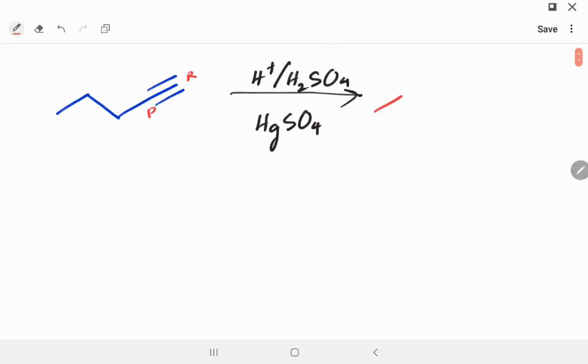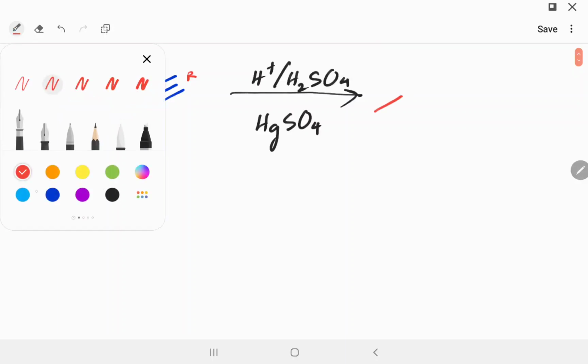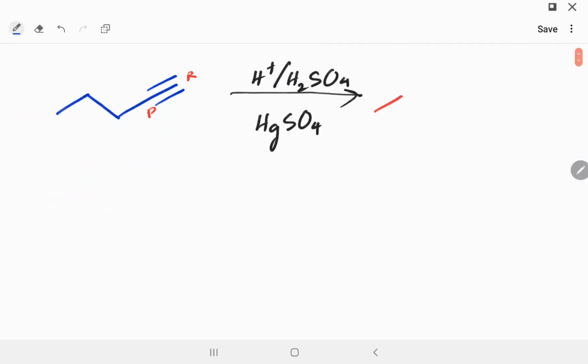What you get is 1, 2, 3, 4, 5. Don't forget to write the correct number of carbons. I have one extra carbon, so these are the 5 carbons. The rich carbon gets the hydrogen, and the poor carbon gets the OH. So you get an enol as a product, but of course the enol will rearrange into a ketone.